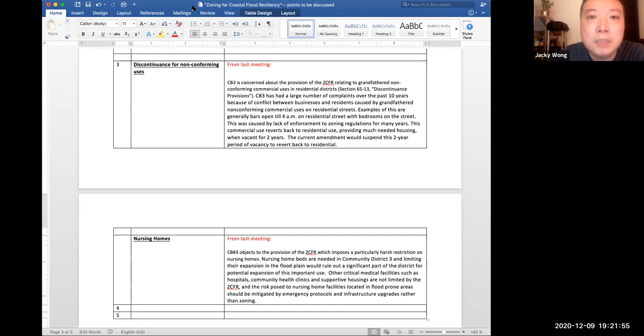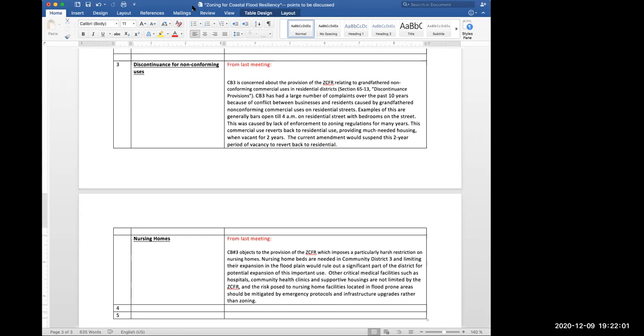So other committee members, do you have a problem with this language, this paragraph? Damaris. I just have a question. I just want to make sure I understand this correctly. So the current amendment would suspend this 2-year period of vacancy to revert back to residential. What exactly does that do? Does that mean that if the property becomes vacant, it immediately reverts back to residential?